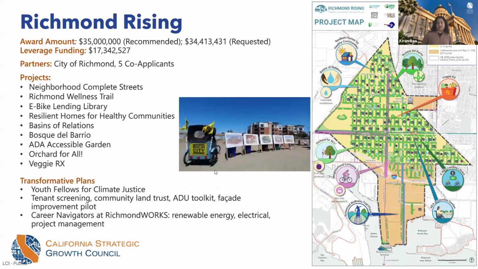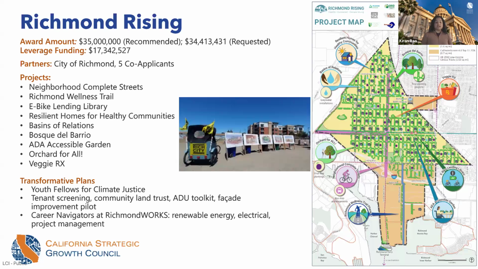So, how does this all come together? This is a Round 4 implementation grant recipient, the City of Richmond's Richmond Rising proposal, which was awarded $35 million. This proposal included 5 partners that aim to address environmental justice concerns in the Iron Triangle, Santa Fe, and Coronado neighborhoods in Richmond. The proposal is informed by over 4 years of youth leadership, grassroots organizing, and community planning, including a TCC planning grant from Round 1.